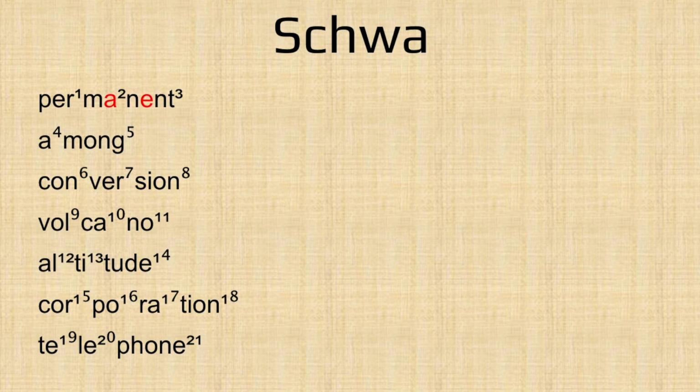syllables, manent, which have that schwa sound. The e of per is a little bit like a schwa, but not quite. In the second word, among, some people say a-mong, but the most common pronunciation is just among.